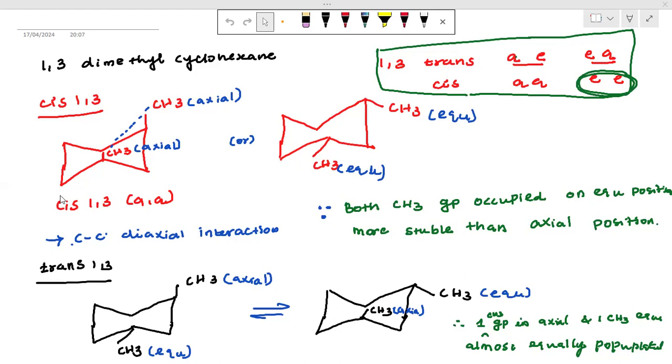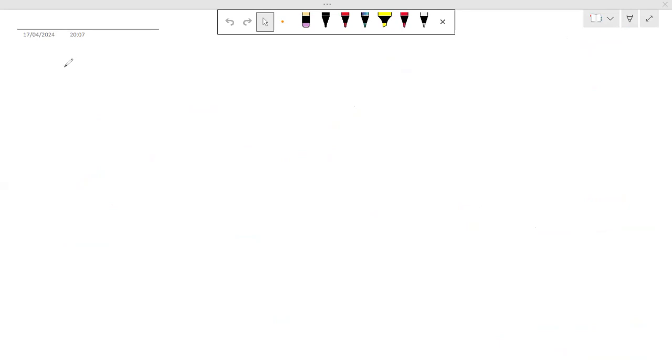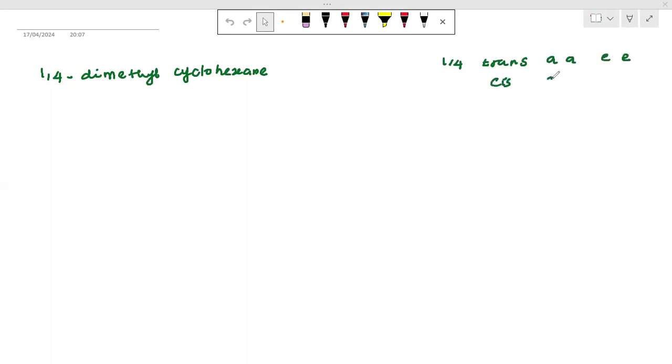1,4 dimethyl cyclohexane. What combinations have we seen for 1,4? For 1,4 trans, one is axial and the other is axial, or one is equatorial and the other is equatorial. For cis, one is axial and one is equatorial.